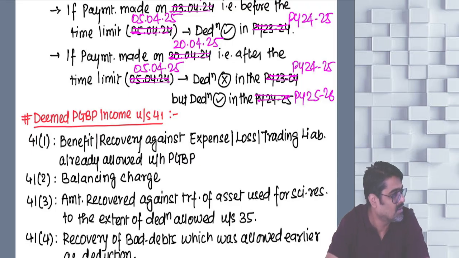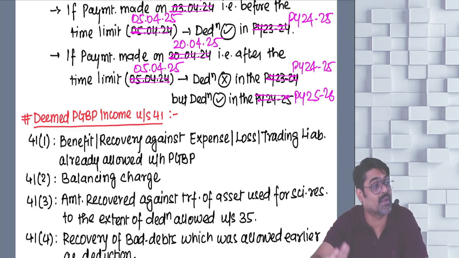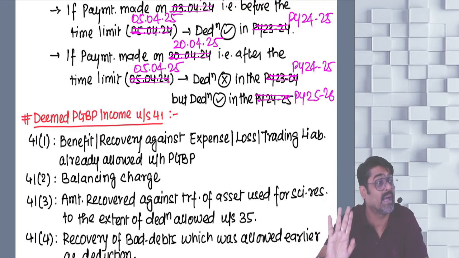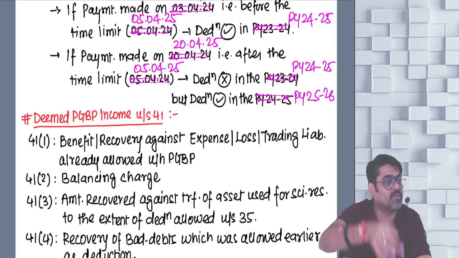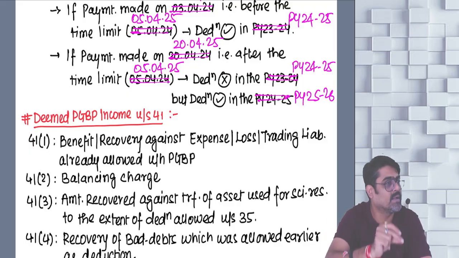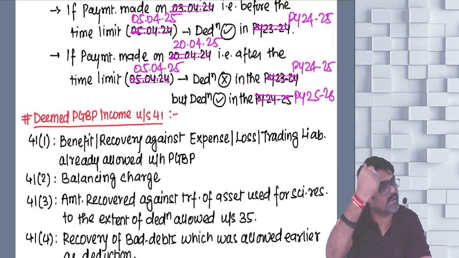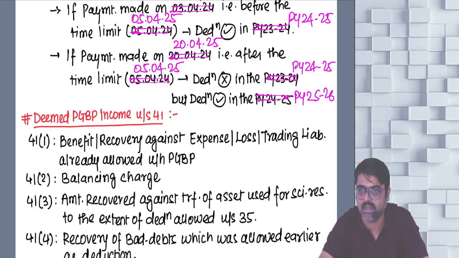Understanding or not? How many examples do you want like this? So many examples can be there. But remember, any expense, any loss, or any trading liability which you have already claimed as a deduction under the head PGBP as your expense, against that, if any benefit is received or any recovery is made, that benefit or recovery will also be treated as your deemed PGBP income. Will you remember this? This is the end of section 41.